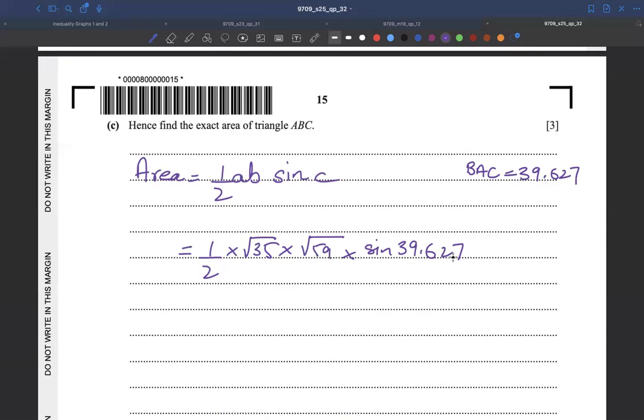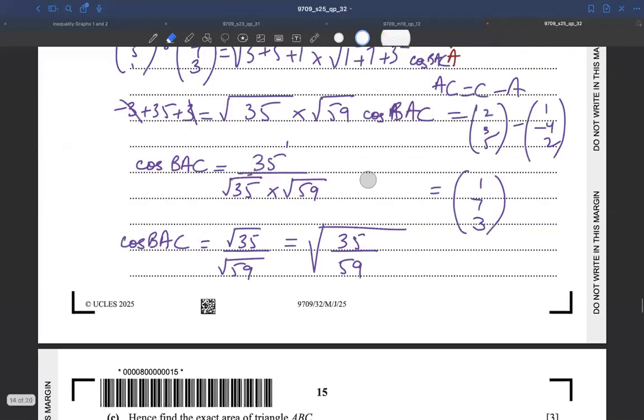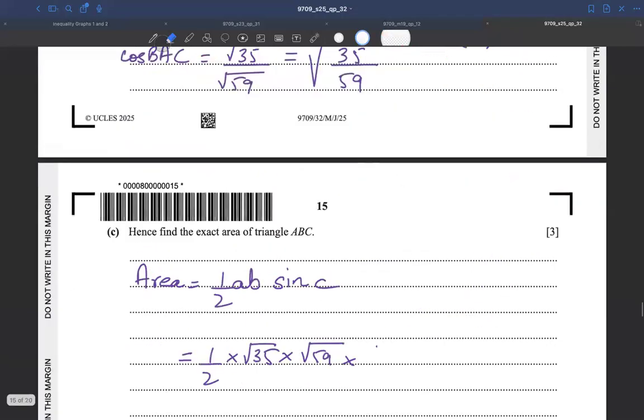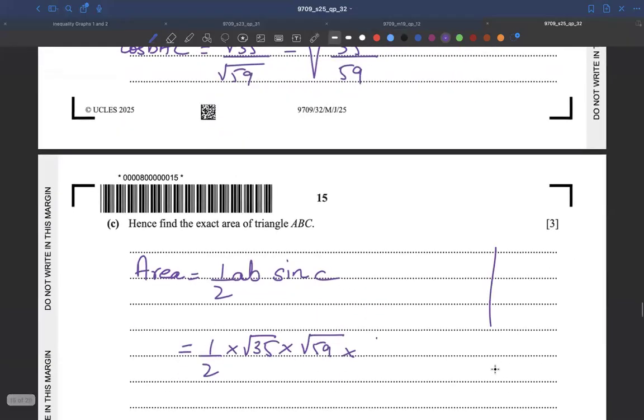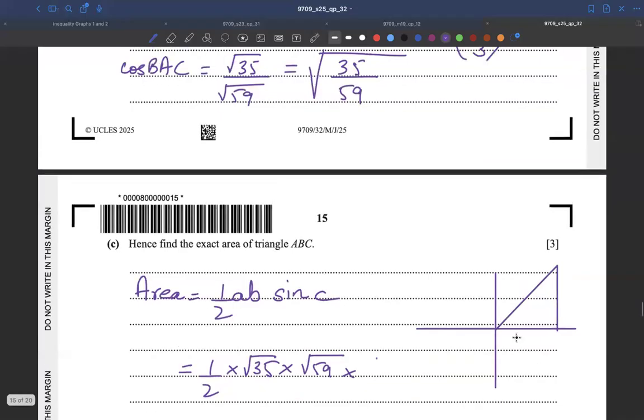However, in the question it says find the exact area of the triangle ABC. So we will use a different method now. In place of this angle over here, we know cos BAC is root 35 upon 59. So what we'll try and do is find a term for sine. So let's make it in the first quadrant. Cos is adjacent over hypotenuse. So adjacent would be root 35 and hypotenuse would be root 59. Oh sorry, this will be the hypotenuse. So this will be root 59.